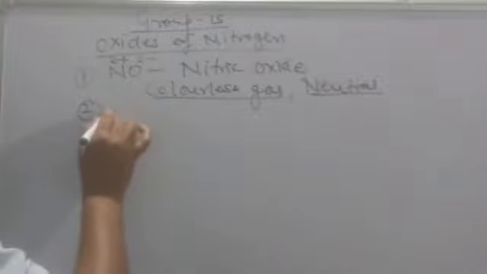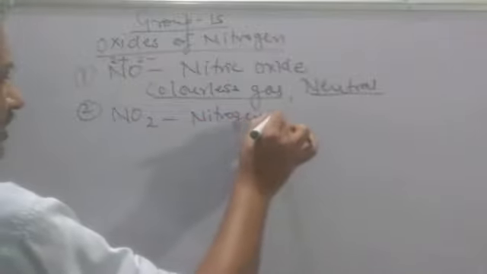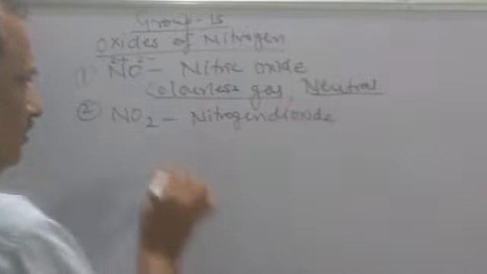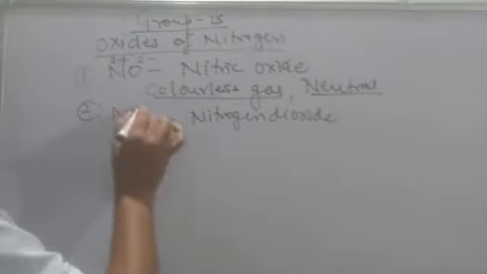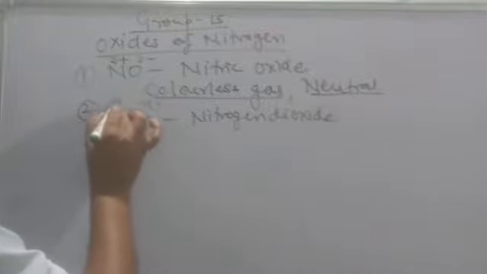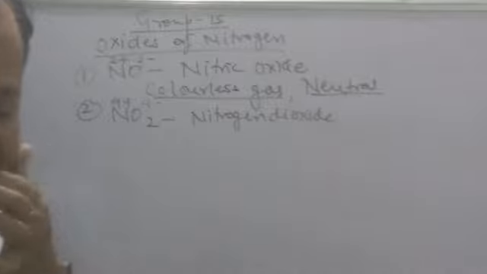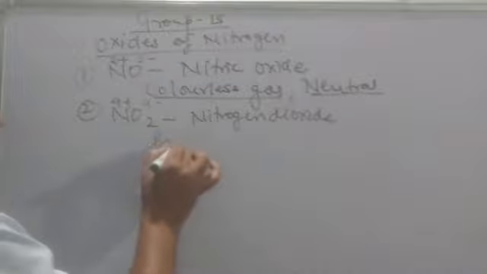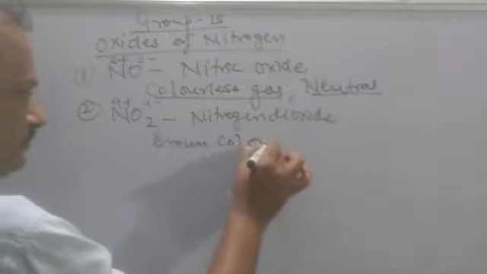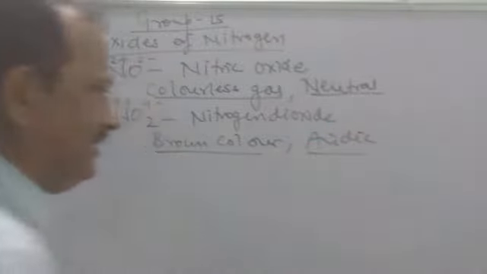Now coming to NO2, nitrogen dioxide. Now as here oxygen has 2 minus, the total charge will be 4 minus, so here nitrogen will be 4 plus. See the variety in the oxidation number. And it has a brown color, and it is acidic. This is important to note. Brown color and acidic in nature.